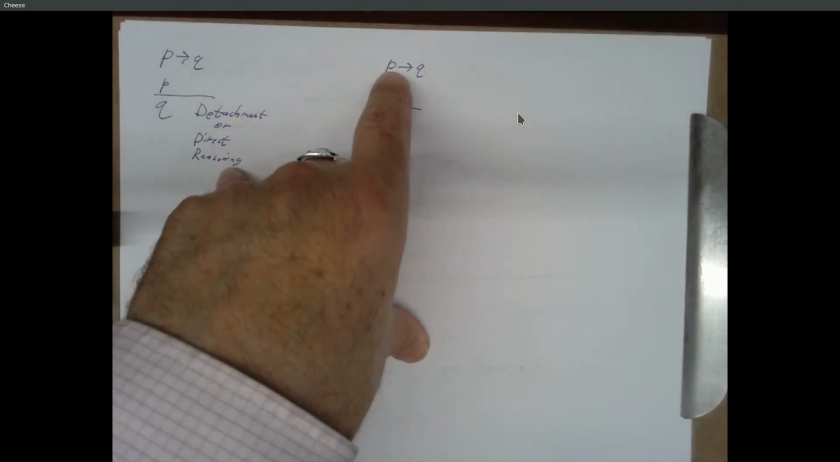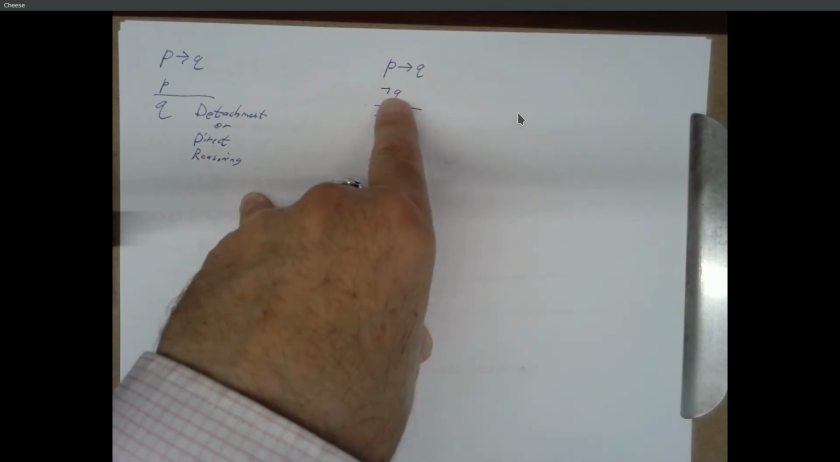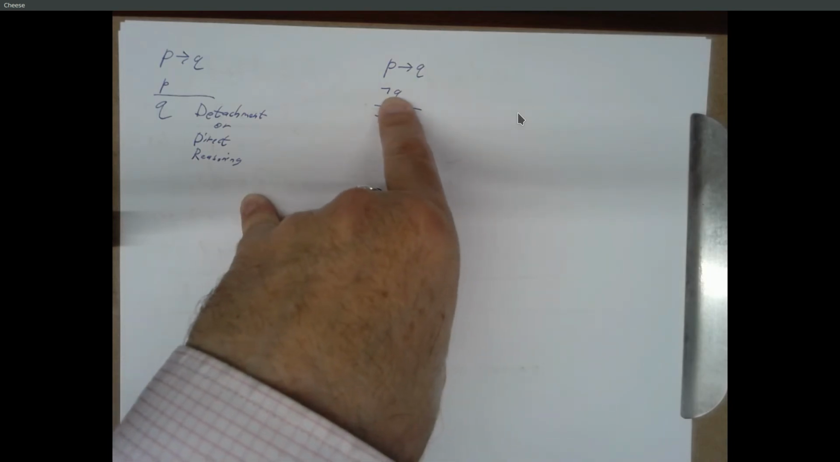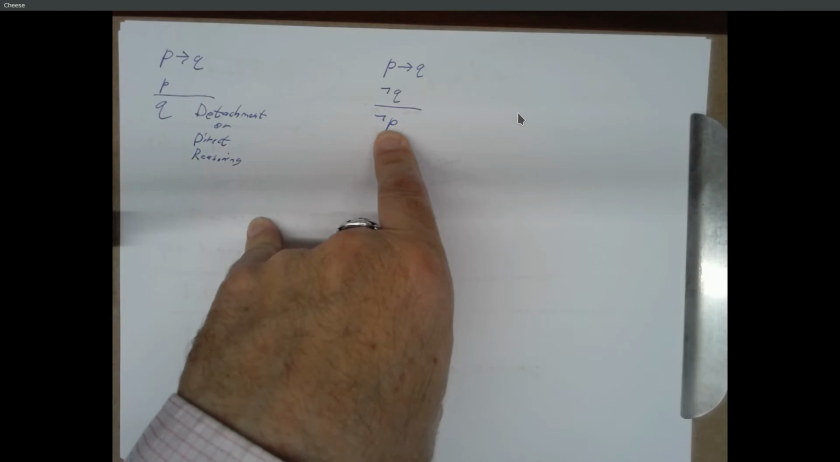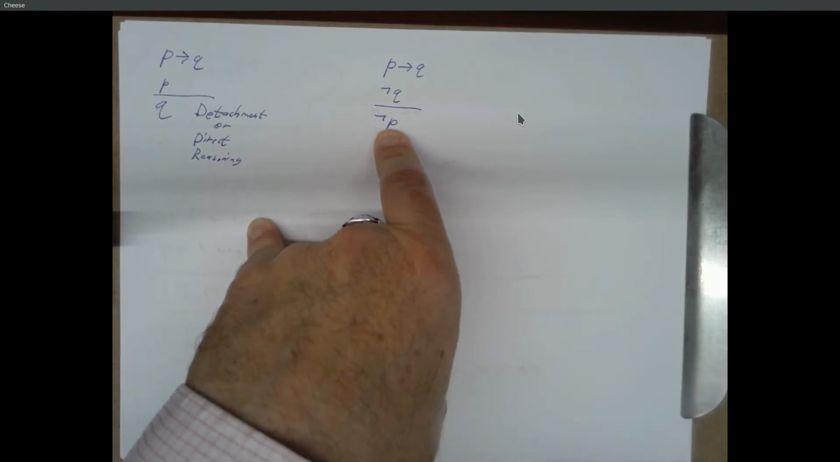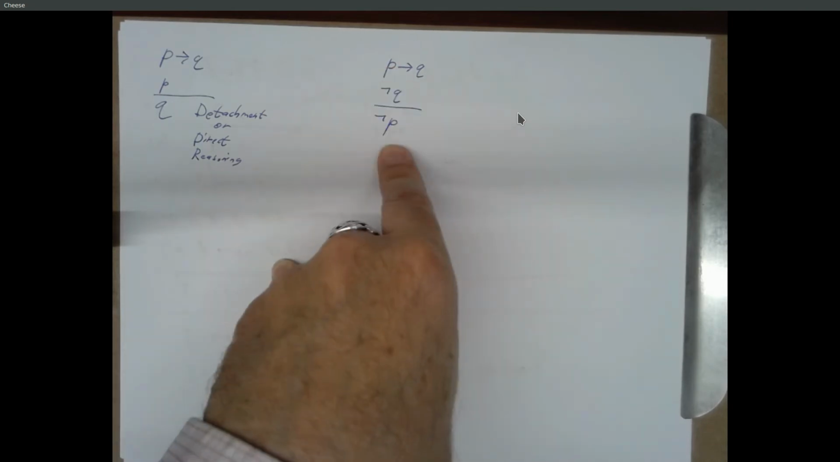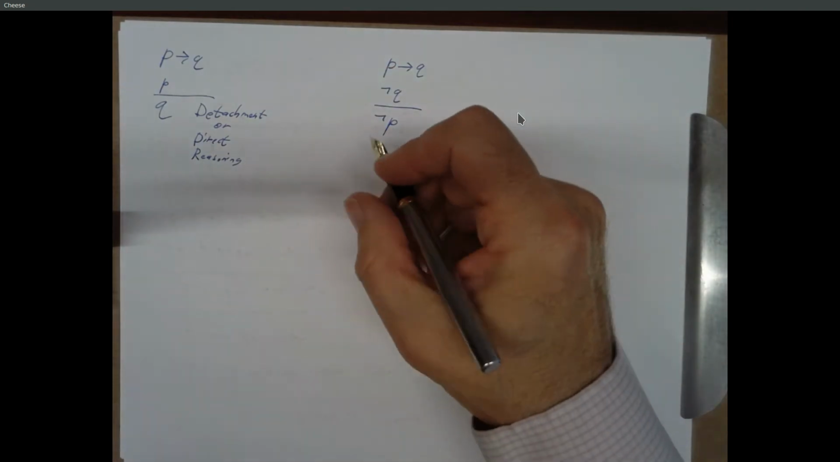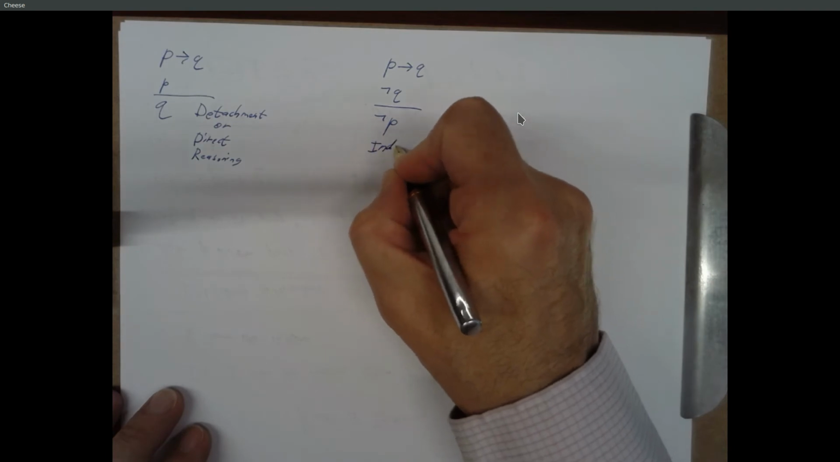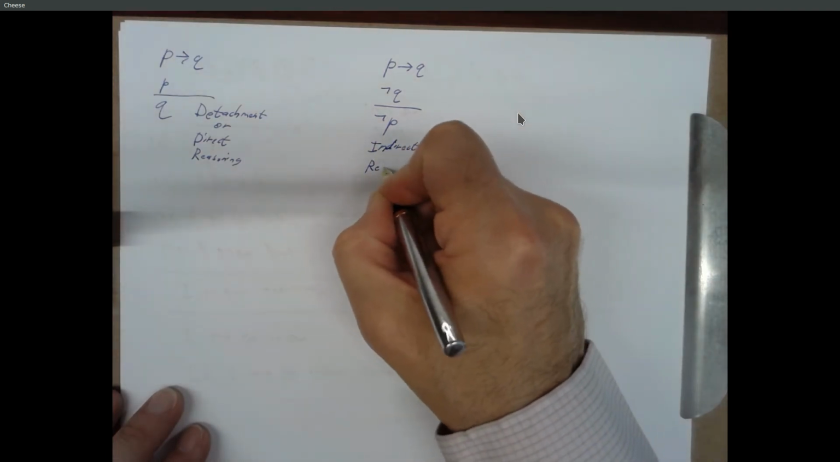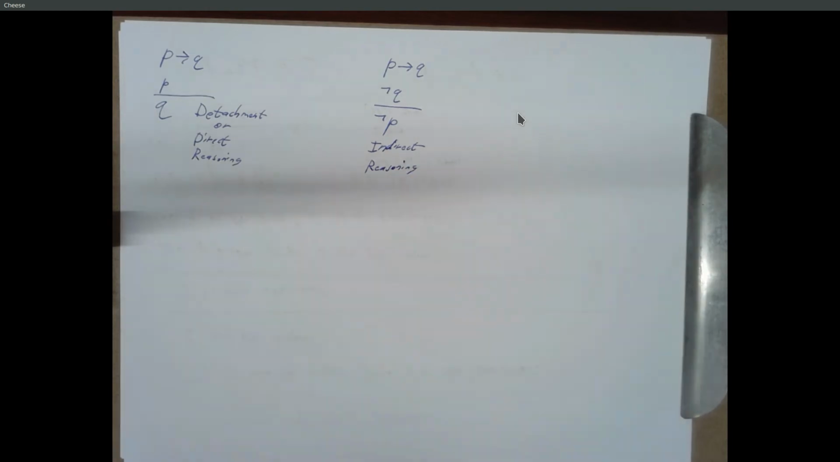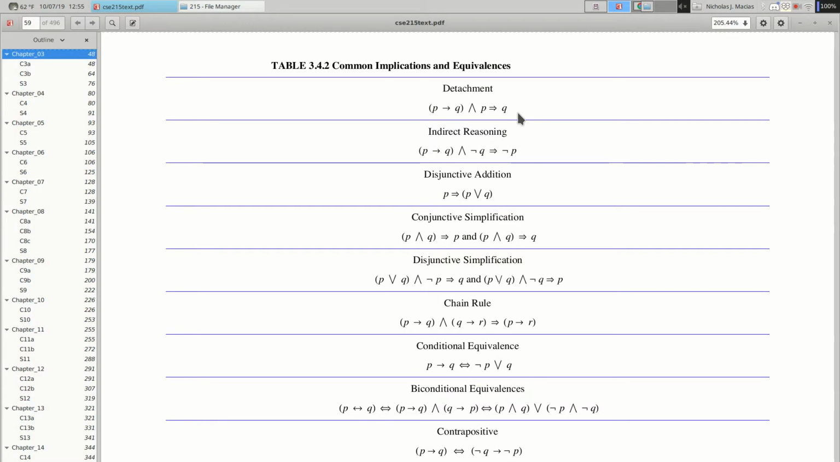So if I win the lottery, then I will buy a new hat. I did not buy a new hat. What can we conclude? I did not win the lottery. And that's got to be the case, because if I won the lottery, then Q would have been true, and Q was not true. So P can't be true. So this is indirect reasoning. Disjunctive addition. Given P, we can conclude P or Q.